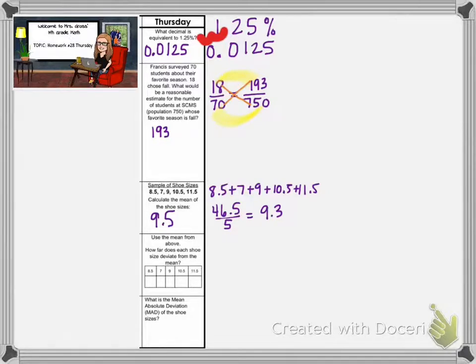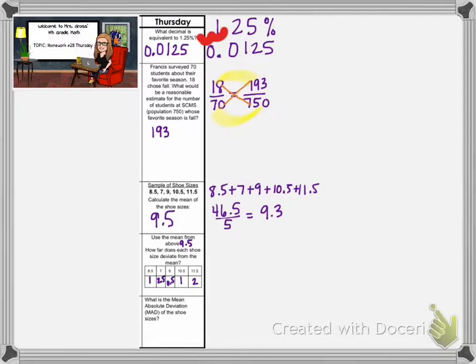So now let's use the mean from above, and again, I chose 9.5, and how far does each deviate from the mean? So 8.5 to 9.5 is 1. 7 to 9.5 is 2.5. It's a little hard to write in there. 9 to 9.5 is 0.5. 10.5 to 9.5 is 1. And remember, it doesn't matter if it's higher or lower because it's absolute value, so it's the absolute deviation. So 11.5 to 9.5 is 2.